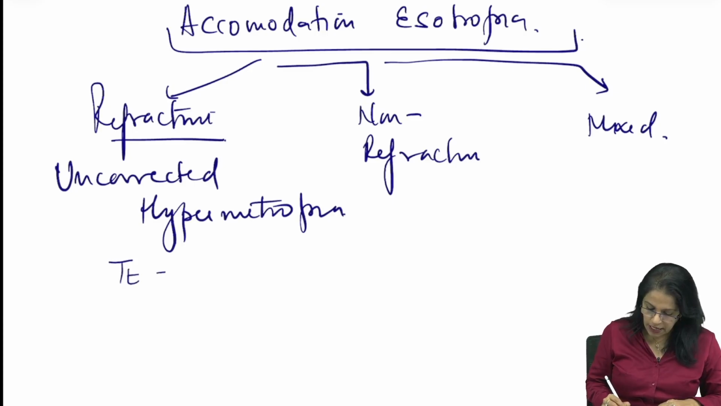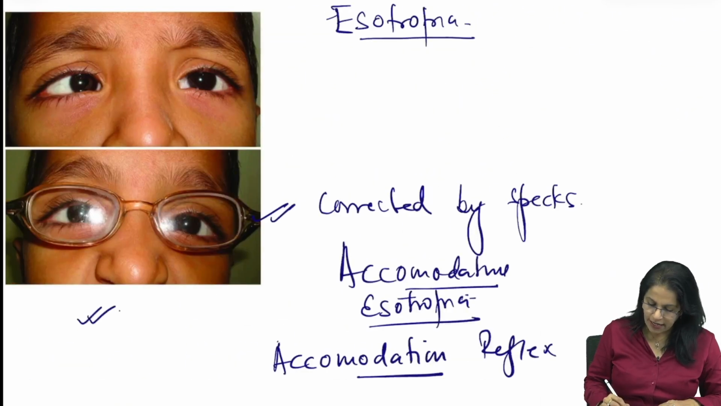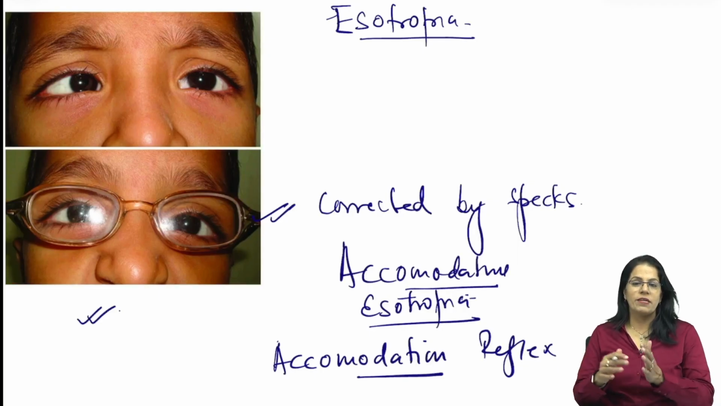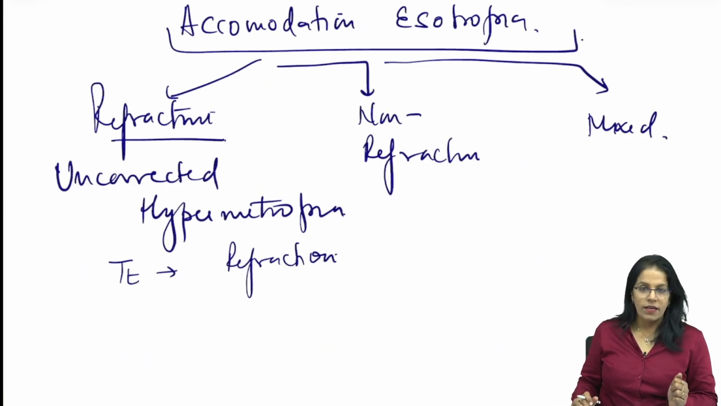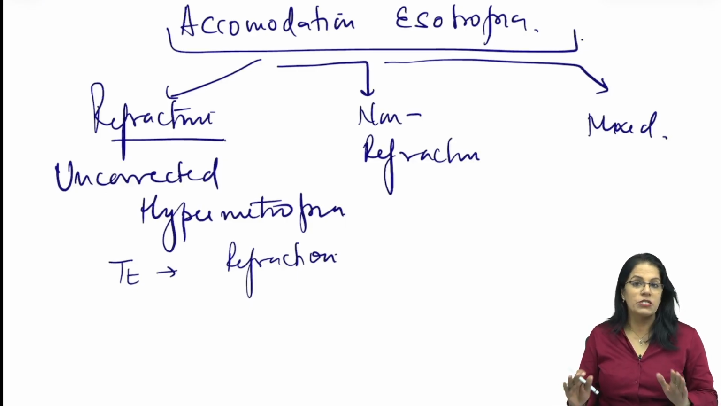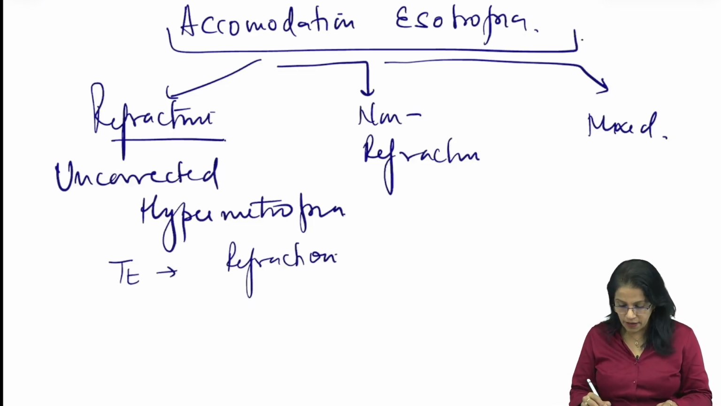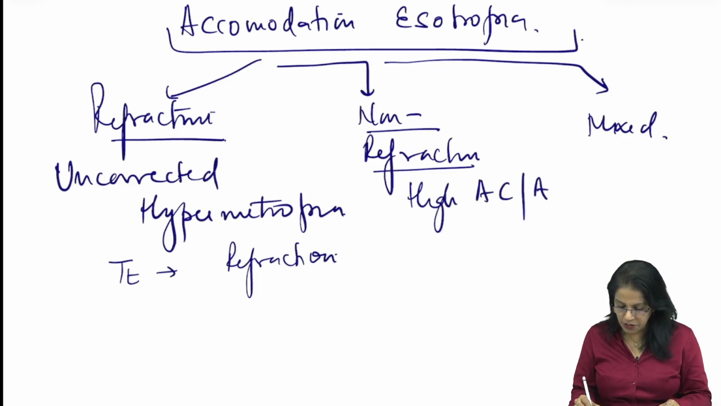Treatment would be just correct the hypermetropia. So, that is what you saw here. When I did a refraction and gave specs to this child, the eyes became straight and everybody is happy, no surgery is needed. What is non-refractive? There is no hypermetropia, but still you are seeing an accommodative reflex. This is accommodative esotropia when there is high AC by A ratio.